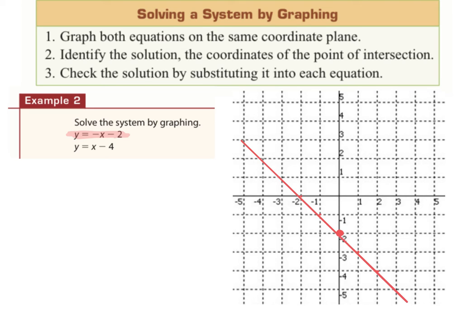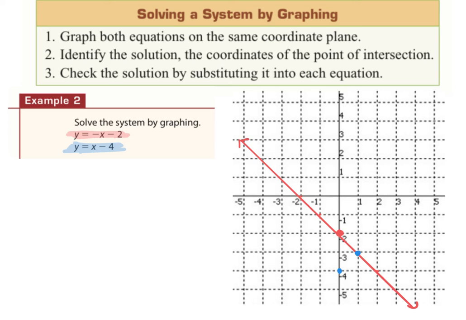So I'm going to graph that line. Then I'm going to graph my second line. My second line is y equals x minus 4. So for this line, I'm going to start at negative 4. My slope here is positive 1, so up 1 over 1, and you can see just by the first thing that I did where they're going to cross.